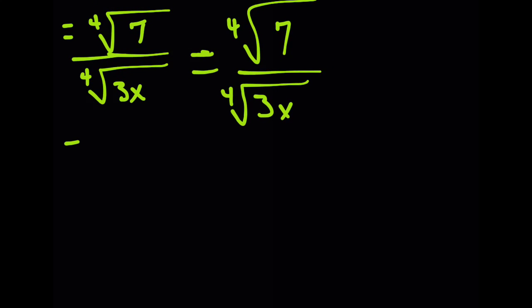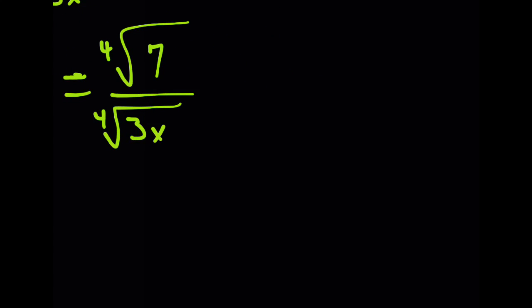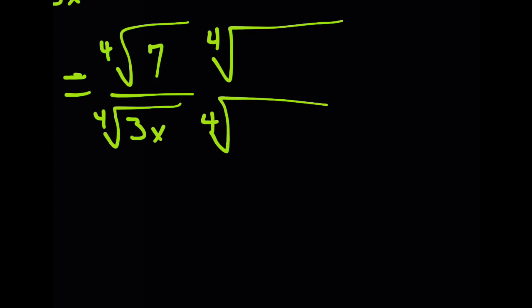So what I need to do is multiply by something on the top and the bottom. So we know that I'm going to have to multiply by a 4th root on the top and a 4th root on the bottom. But I want what I multiply by to make the bottom radical disappear. So I need to figure out what I need to multiply by to make this 4th root disappear.